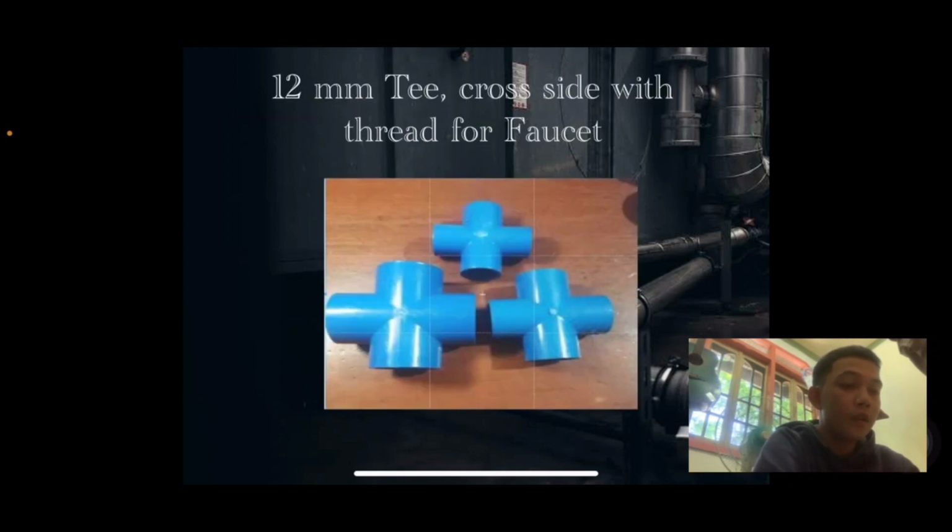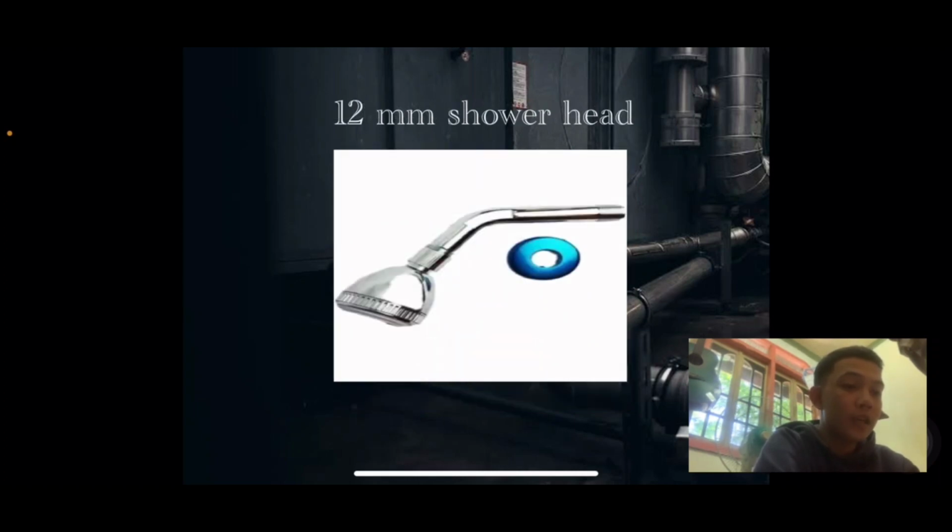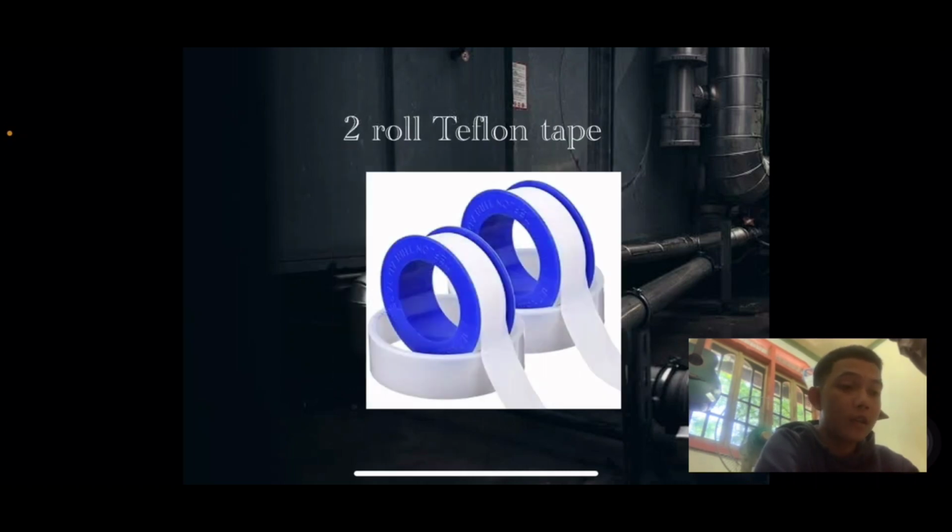Okay, so 12 mm T cross side with a thread for faucet. So 12 mm shower valve control, 12 mm shower head. Okay, syempre kailangan talaga natin to para sa shower. So, dalawang roll Teflon tape. So, ito, sa mga hindi nakakaalam, ang Teflon tape ay yan yung nilalagay sa mga connection para hindi sumingaw yung tubig or hindi mag leakage.